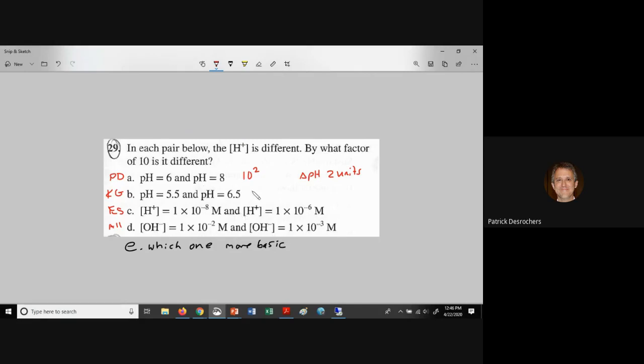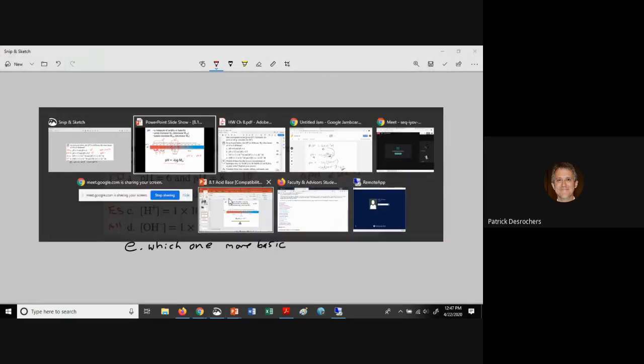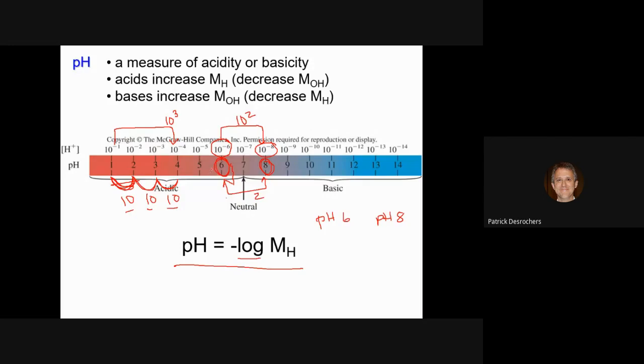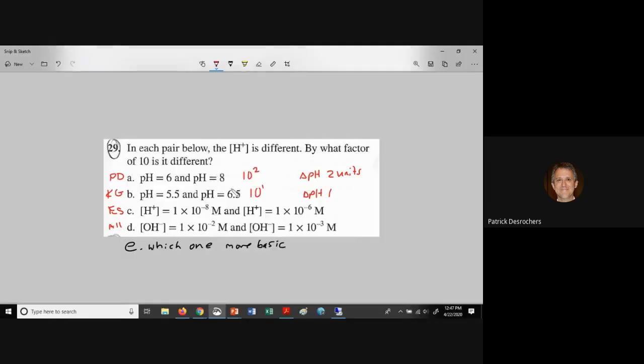All right, Kirsten, what do you think on yours? 10 to what power? To the first. Okay, why do you think that? Because from 5.5 to 6.5, it only changed by 1 unit. 1 unit. And so go back. See, you're exactly right. What you said is perfect. Okay. So you're going from here down to here, aren't you? Mm-hmm. Right? And that's the same gap as going from here to here. So it's how many powers of 10? 1. Yeah. Okay.